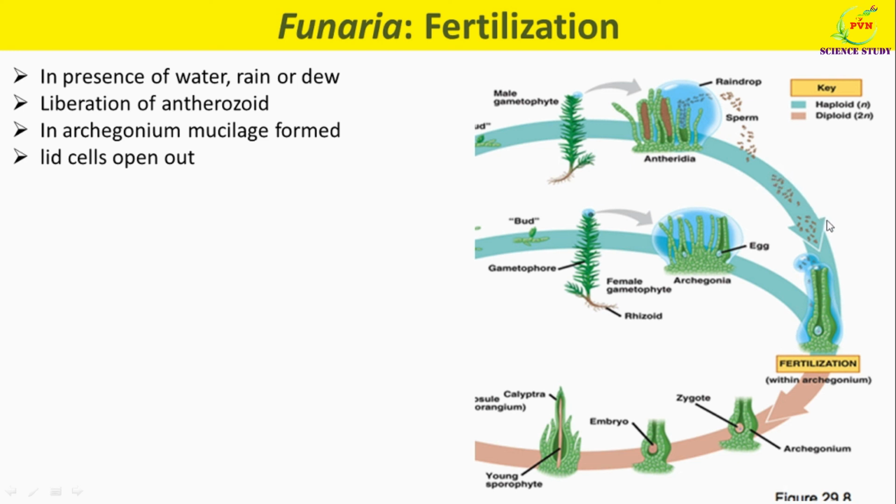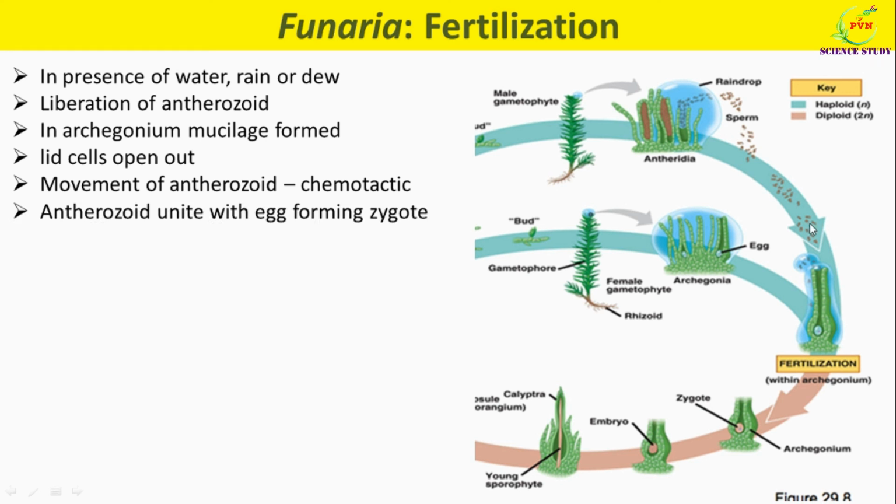Now, the antherozoids are attracted by the chemical substance which is present in the mucilage and swim towards it. This movement of the antherozoids towards the chemicals present in this mucilaginous substance is due to the attraction of the chemicals, and this movement is known as chemotactic movement. As you can see here, many antherozoids enter the neck, but only one succeeds in uniting with the egg cell or the ovum, forming the diploid zygote.